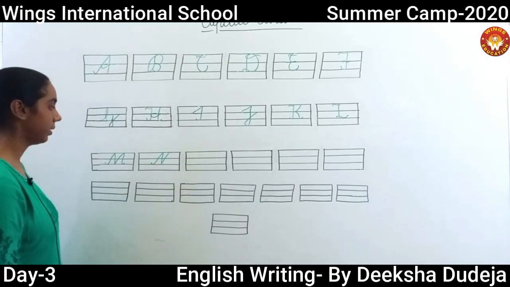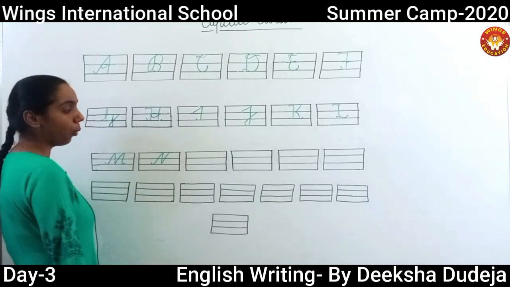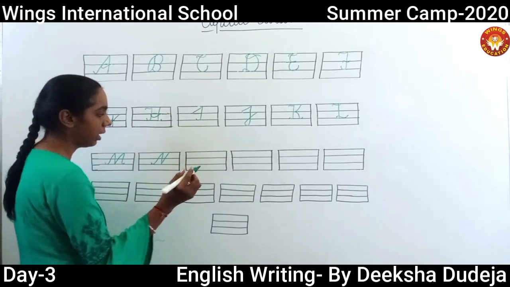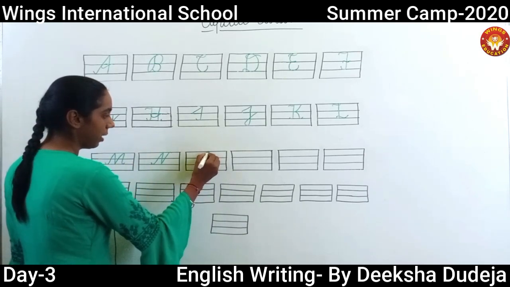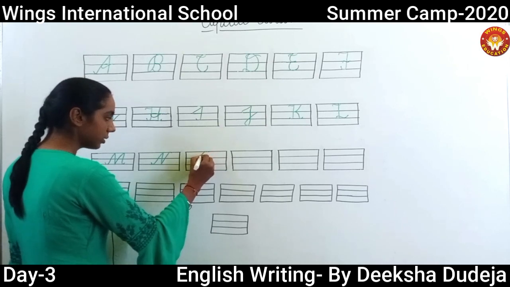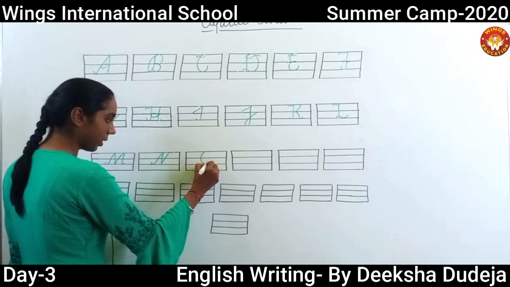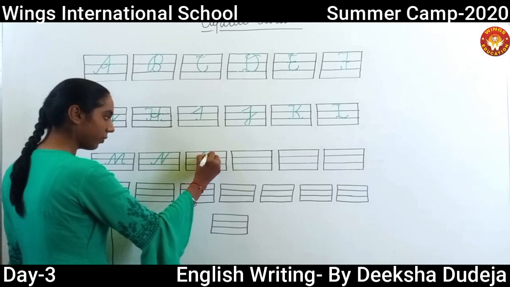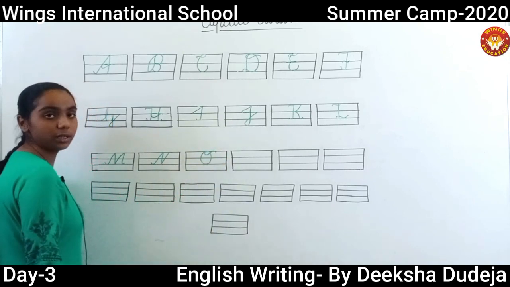And next is O. O is the shape of a circle. I draw first line to third line, I draw a circle shape, round. And I draw a small oval on top of the round. It is O.